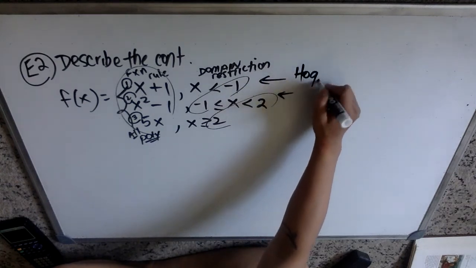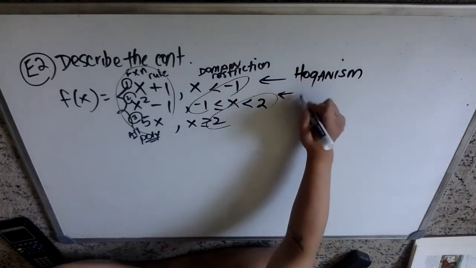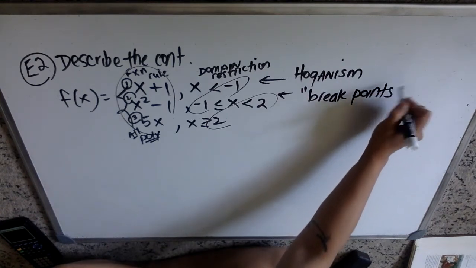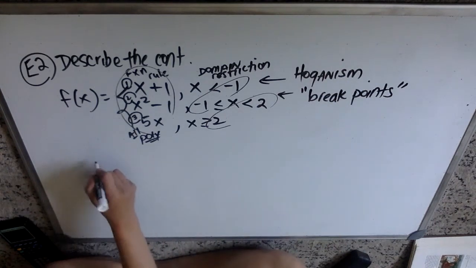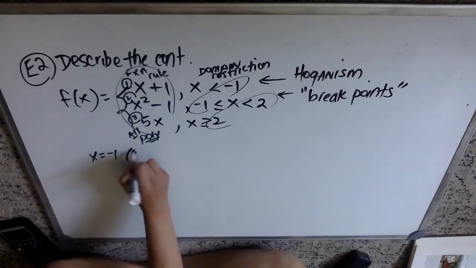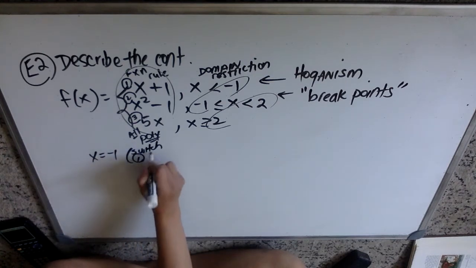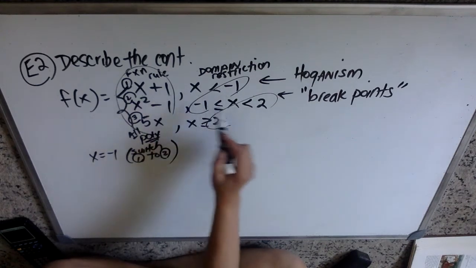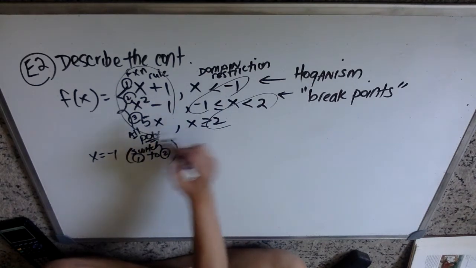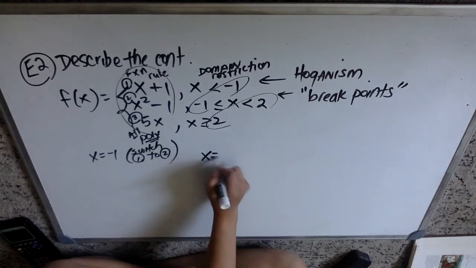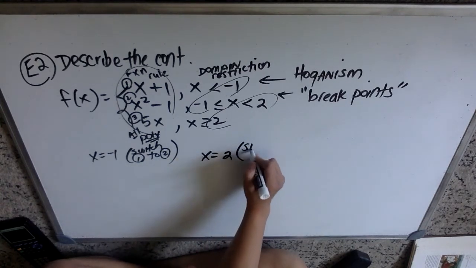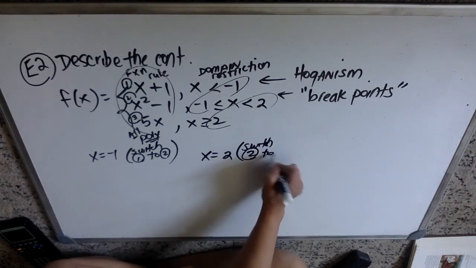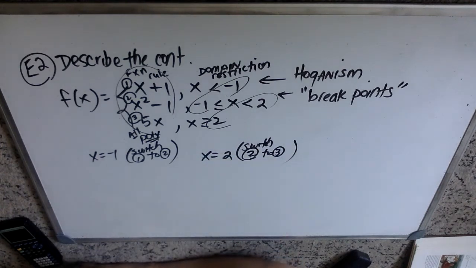This is a Hoganism. I call these breakpoints, okay? And they are the point where you switch from one function to the other. So, at x equals -1, I'm switching from the first function to the second function, right? Up until -1, I use the first function, but starting at -1, I switch to the second function. And at x equals 2, I'm switching from the second function to the third function, right? So those are my two breakpoints.